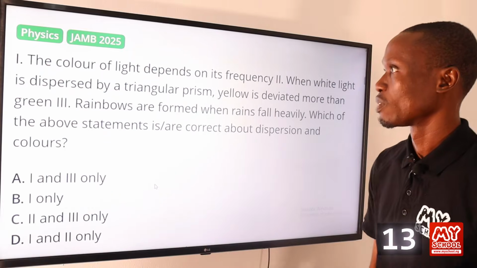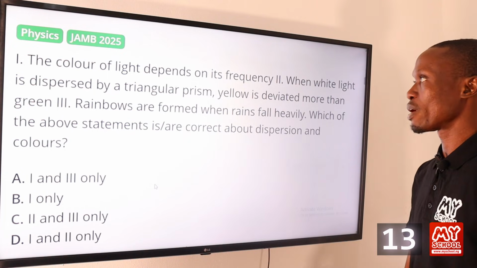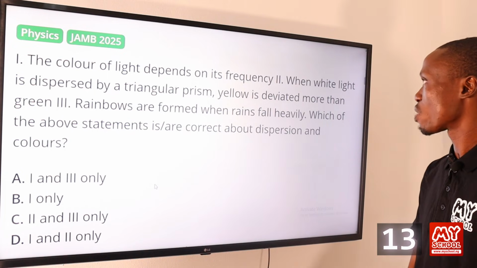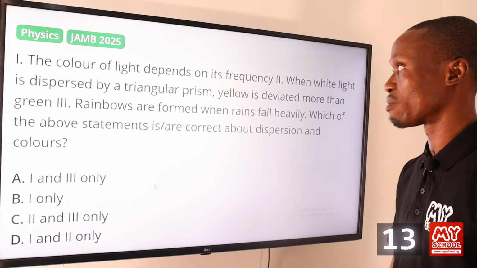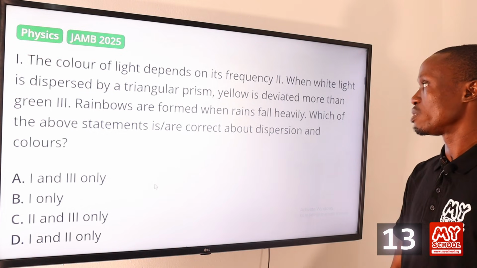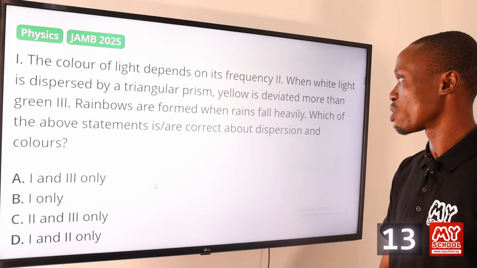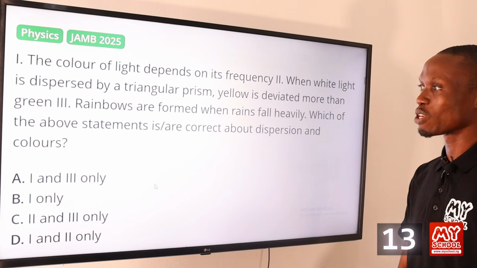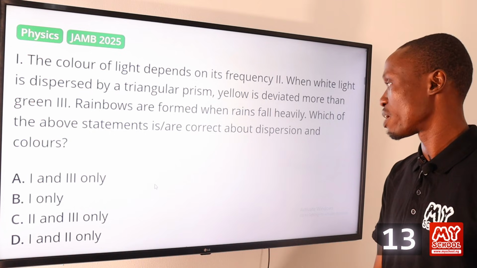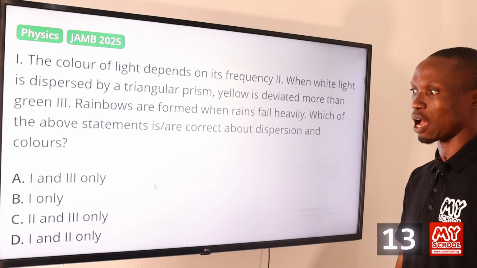Question 13. I, the color of light depends on its frequency. II, when white light is dispersed by a rectangular prism, yellow is deviated more than green. III, rainbows are formed when rains fall heavily. Which of the above statements is correct about dispersion and colors?